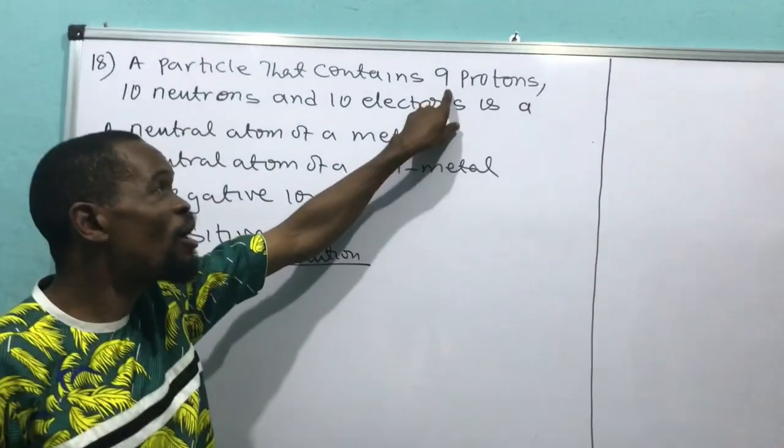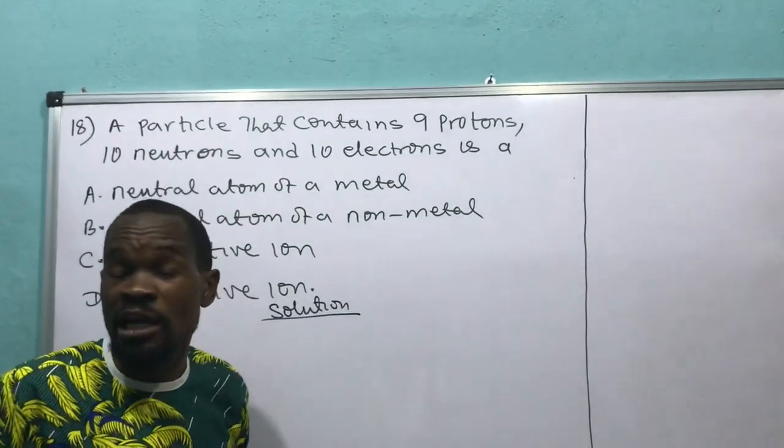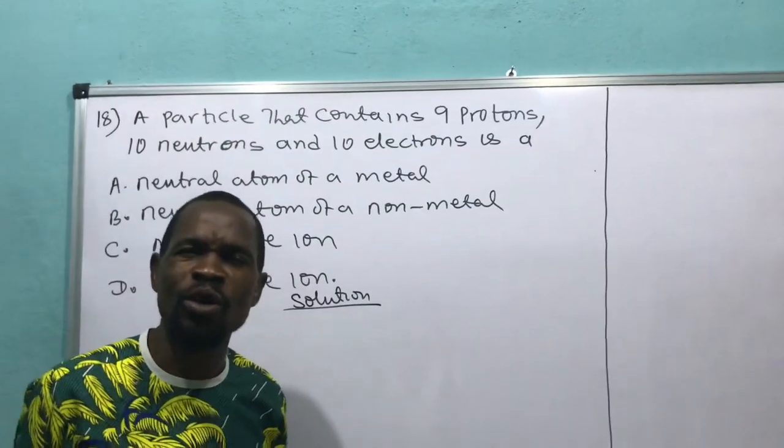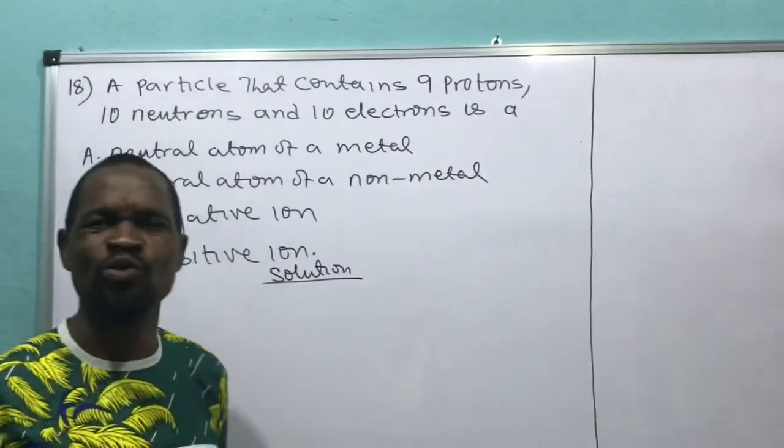Reaction. The number of protons here is 9 and the number of electrons becomes 10. Meaning that the atom is no more a neutral atom, rather it is an ion, which we are going to see now.